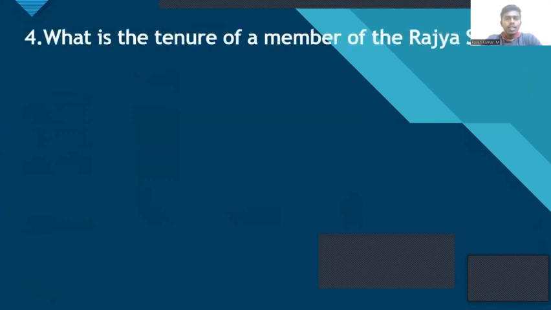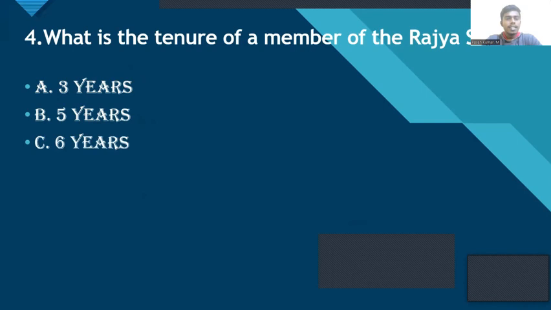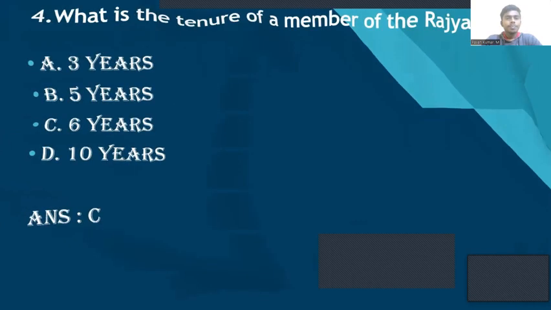So coming to the next question, what is the tenure of a member of the Rajya Sabha? Options are option A 3 years, option B 5 years, option C 6 years, and option D is 10 years. So the answer will be option C, 6 years.